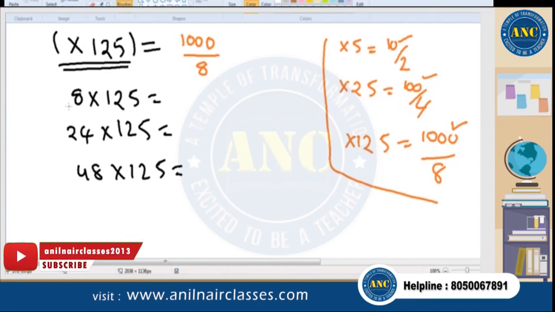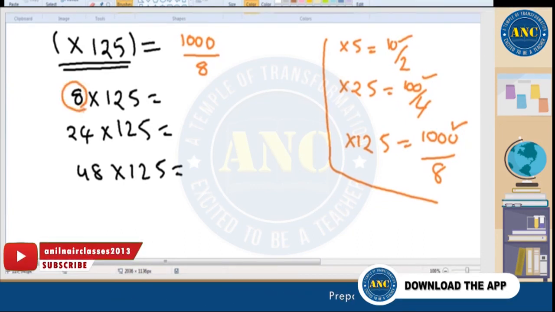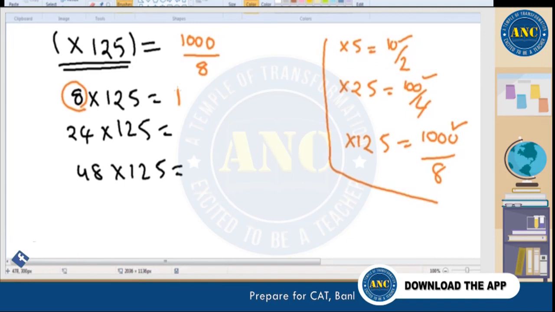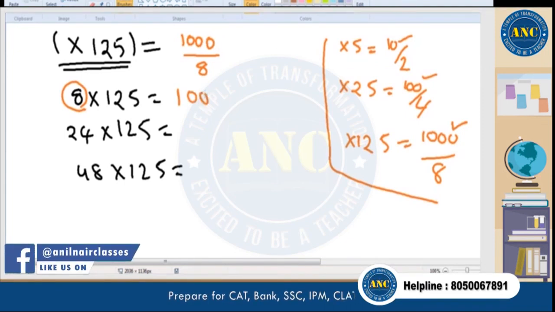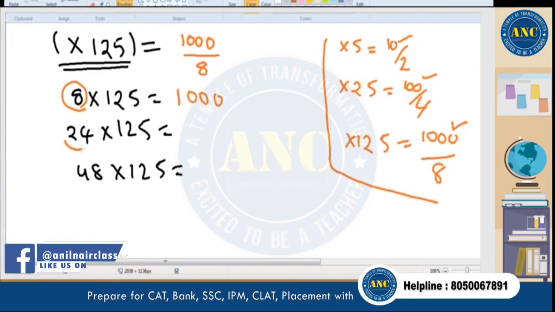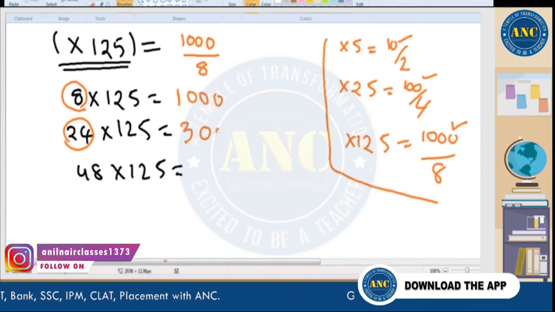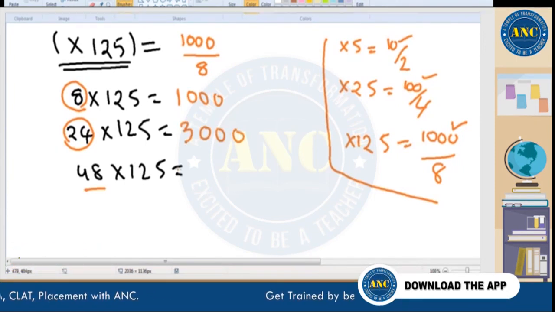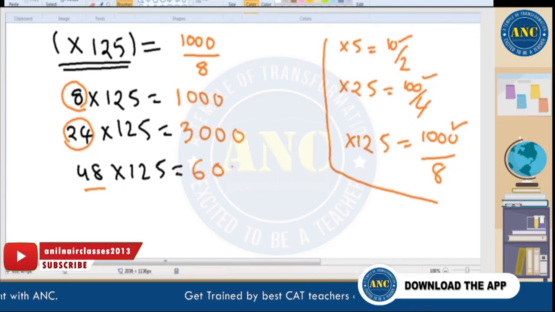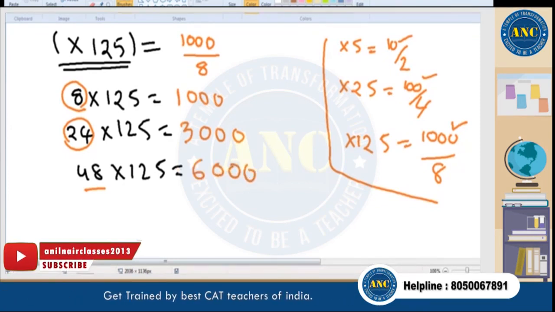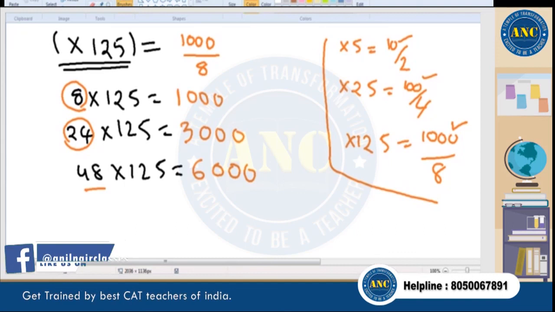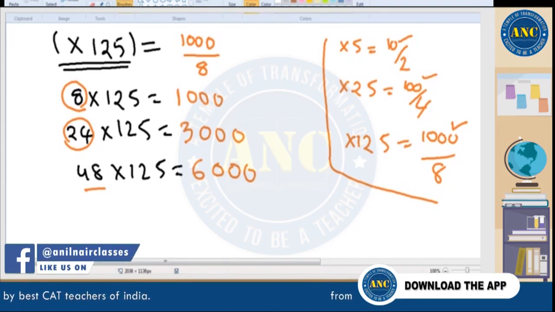Now divide this number with 8. 8 is divided with 8 one time, but substitute 3 zeros. It will become 1000. 8 is dividing 24. 8 3s are 24. Write 3 zeros. 8 is dividing 48. 8 6s are 48. Write 3 zeros. These are the answers, sir.